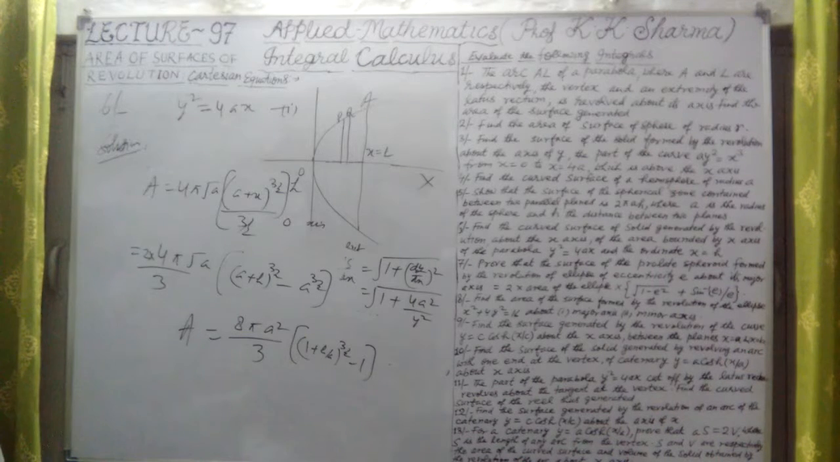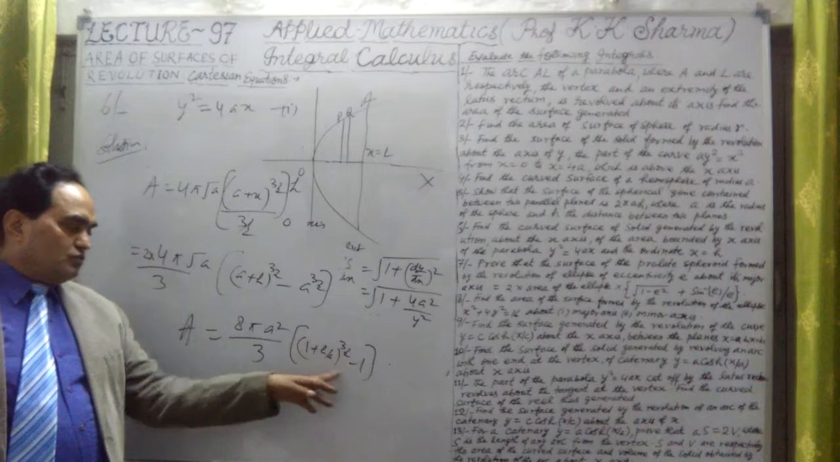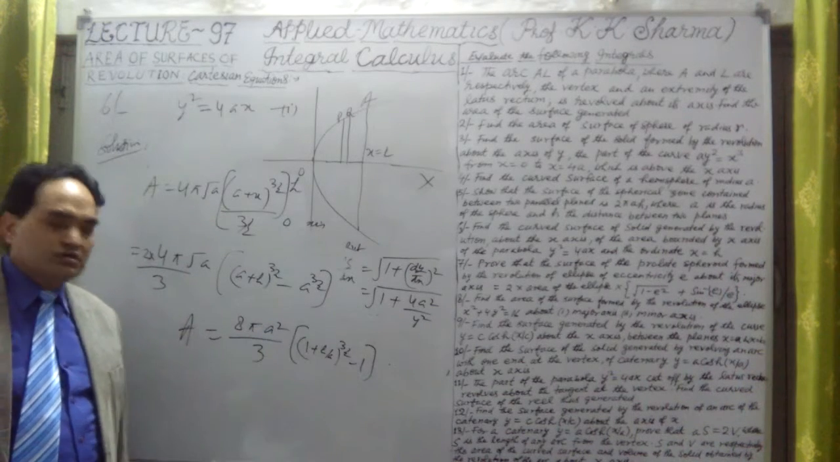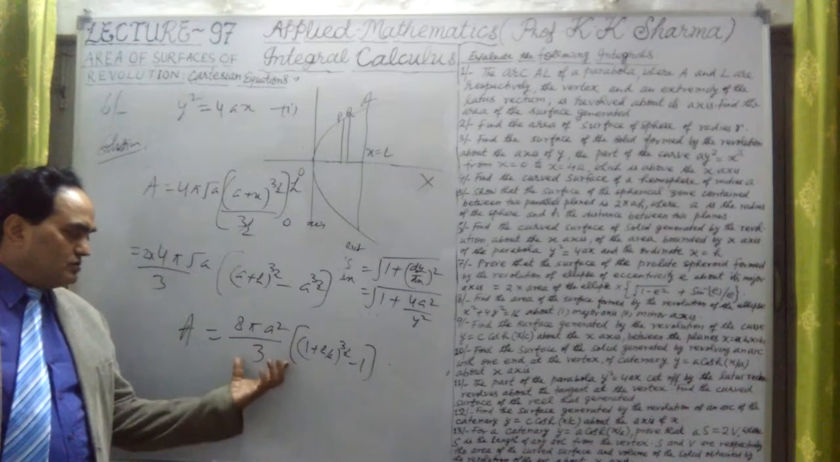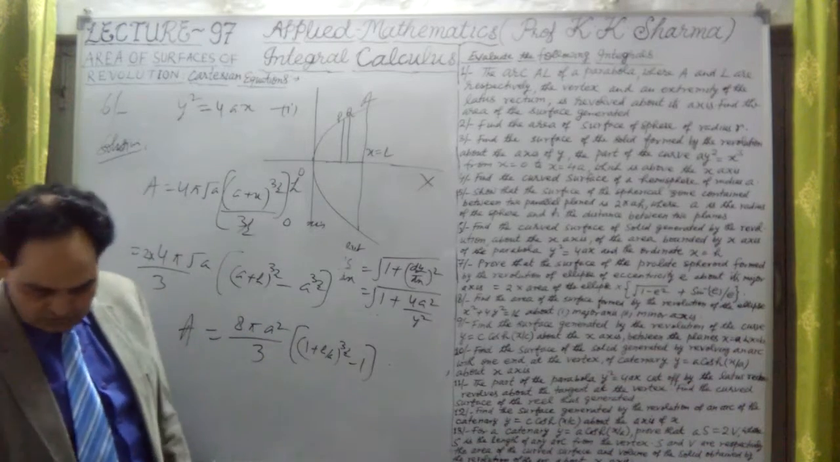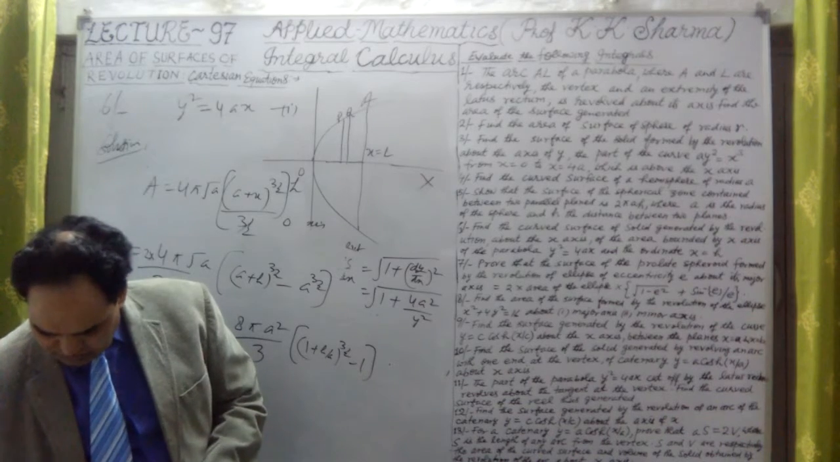A upon 3 we have taken out. This is the value here. This can also be resolved because (1 plus h upon a) whole power 3 by 2 can be opened by binomial expansion, but only this is the value, 8 pi a square upon 3. So this is question number 6 we have done. And let me talk about question number 7.